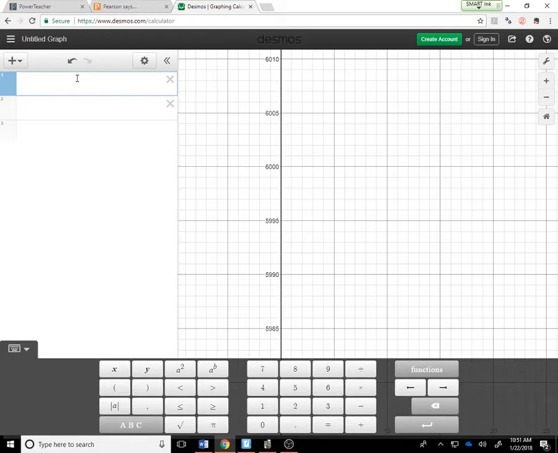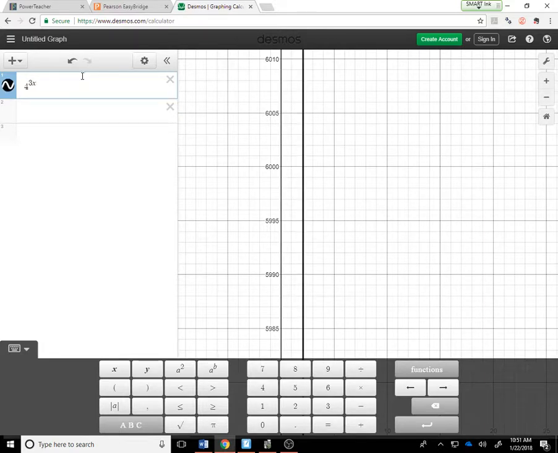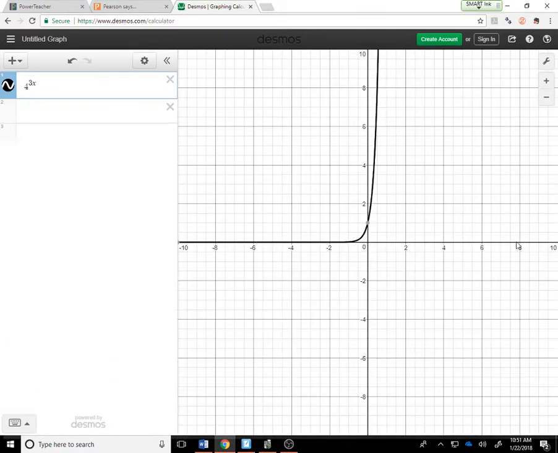What was our parent function? 4 to the 3x. So 4 to the 3x. That's not a 3 at all. 3x. So there's the function. Let me reset this real quick. So it looks like this. You see, choo, and that's exactly what a power function is supposed to look like, right? Exponential growth.